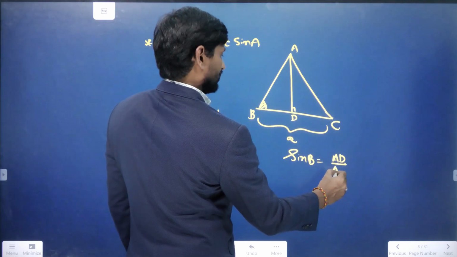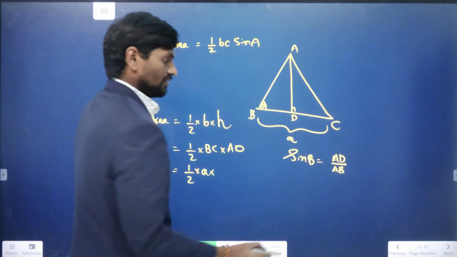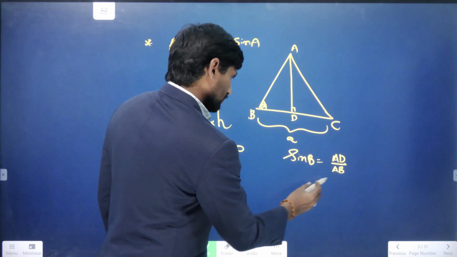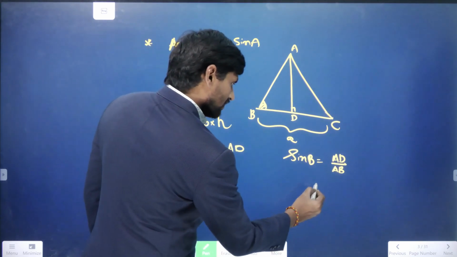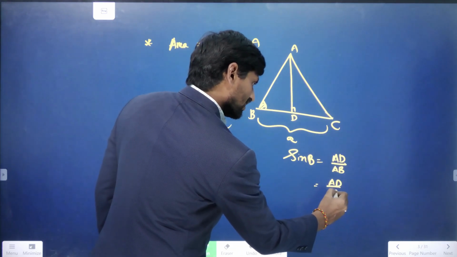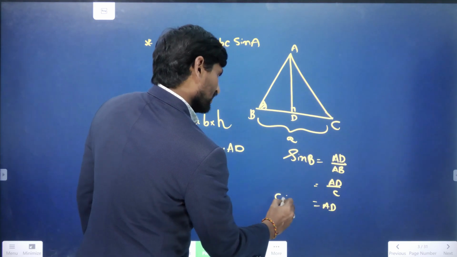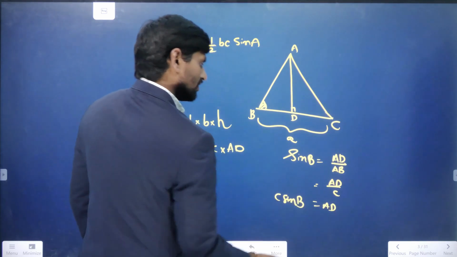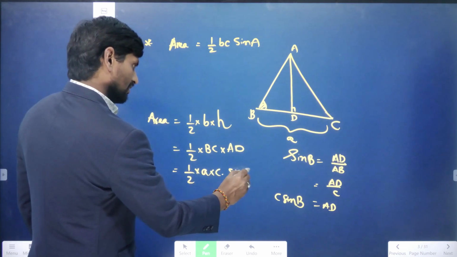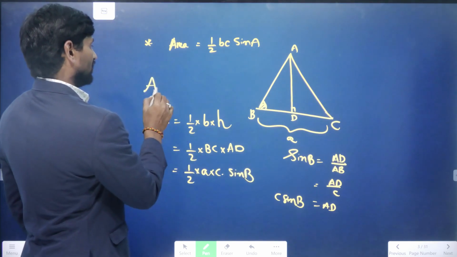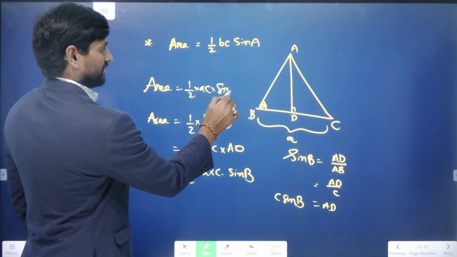AD by AB. So AB is nothing but small b. That means from this I can write here, AB means small c, right? So AD is equal to c into sin B. So in the place of AD I can write c into sin B. This is the formula for area of triangle: half AC sin B.